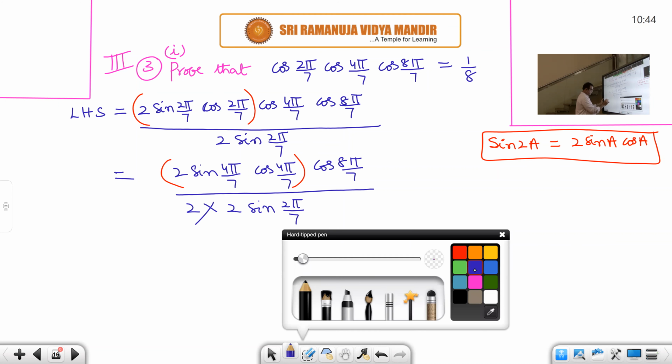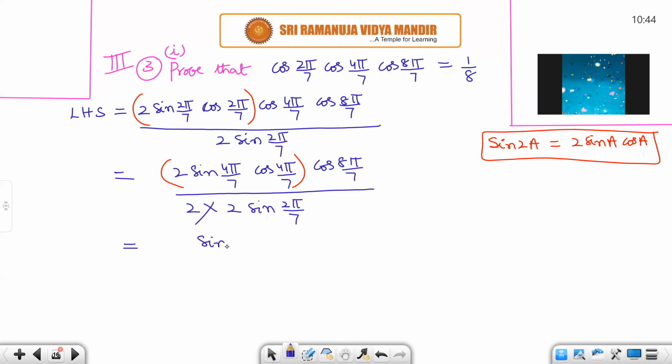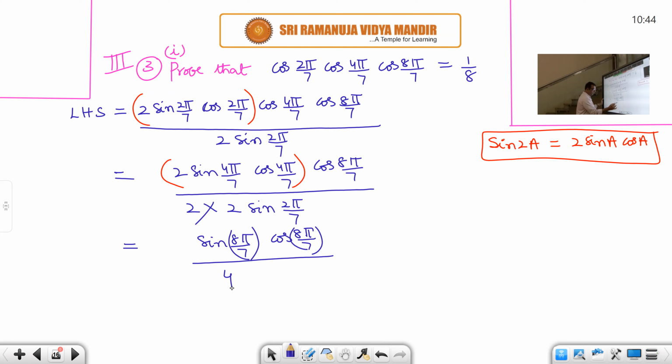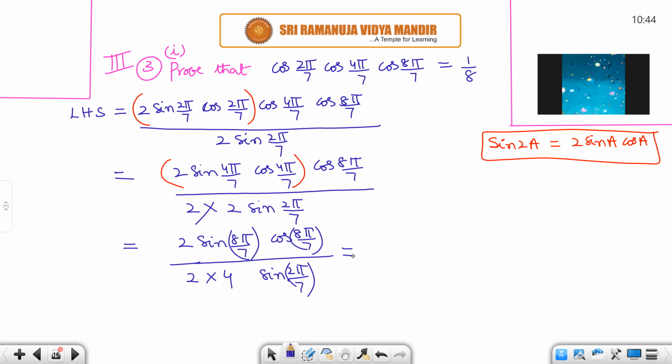Then what happens to the bracket? Tell me, Madhuri. Sin 8 pi by 7, sir. What else is there in the numerator? Cos 8 pi by 7. Denominator 4 sin 2 pi by 7. Next step, we have to multiply and divide by 2, sir. You are very smart. Now you have become very smart. You want to supply another 2 to the numerator. Very good. Now what happens to the numerator? Sin 16 pi by 7, by 8 sin 2 pi by 7.